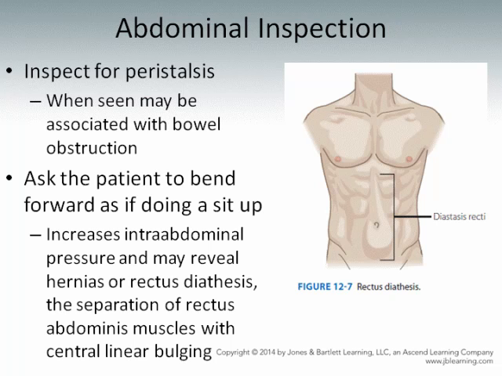You want to inspect for peristalsis. Like I said, if somebody's really thin, sometimes you can see the waves as they travel down the colon. Ask the patient to bend forward, as if to sit up, which increases the intra-abdominal pressure and may reveal hernias or rectus diastasis, which is the separation of the rectus abdominis muscles, with central linear bulging. I've seen hernias with that, but nothing else.